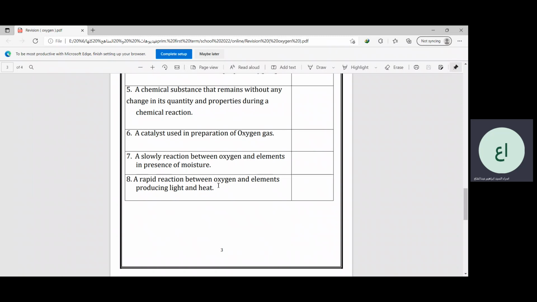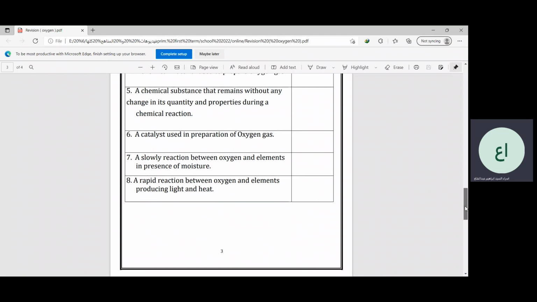طيب number 8: a rapid reaction between oxygen and the element producing light and heat. ايه هو اللي بيكون rapid reaction between the oxygen and the element producing light and heat؟ هو بيكون burning or combustion. okay.